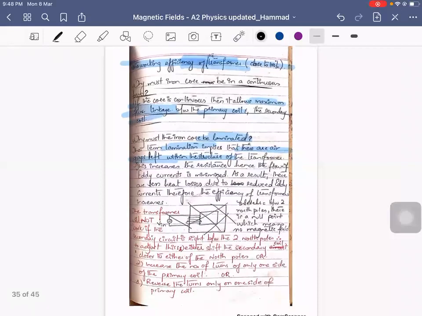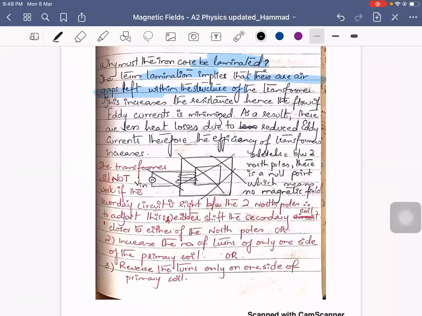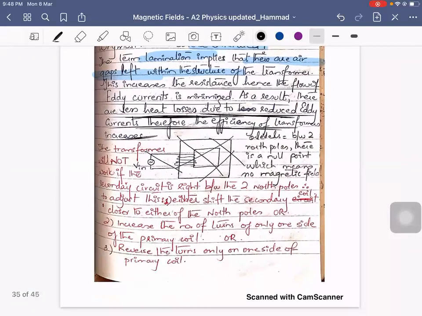An example of a transformer is the PMT that you see around you. A pole mounted transformer is a PMT. So this increases the resistance, hence the flow of eddy currents is minimized. As a result, there are less heat losses due to reduced eddy currents. Therefore, the efficiency of the transformer increases.